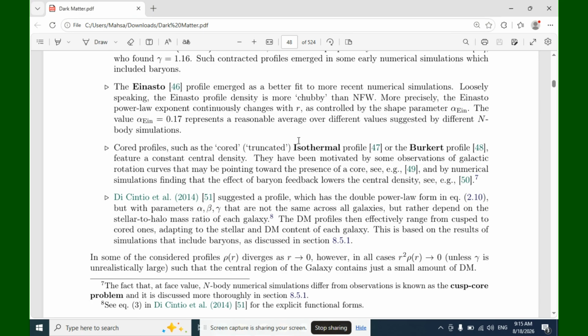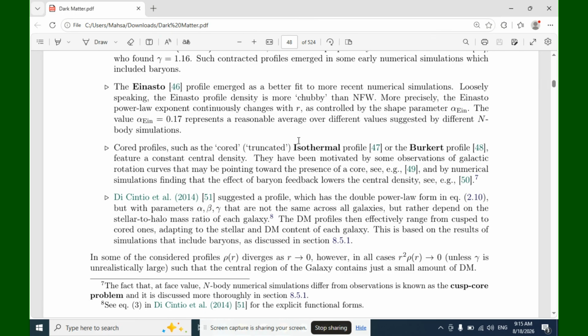Cintio and his colleagues in 2014, based on reference 51, suggested a profile which has the double power law form in equation 2.10, but with parameters alpha, beta, gamma that are not the same across all galaxies, but rather depend on the stellar to halo mass ratio of each galaxy. The dark matter profile then effectively ranges from cusp to core ones, adapting to the stellar and the dark matter content of each galaxy. This is based on the results of simulations that include baryons as discussed in section 8.1.1.